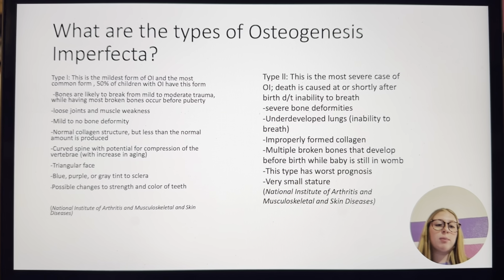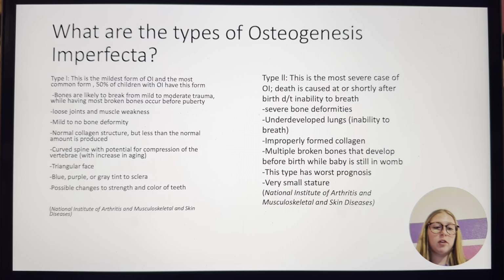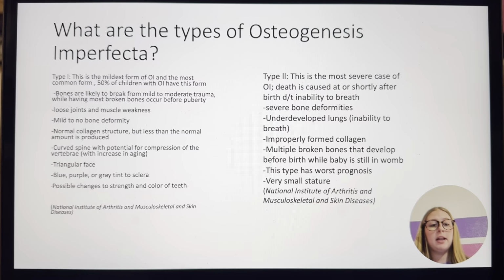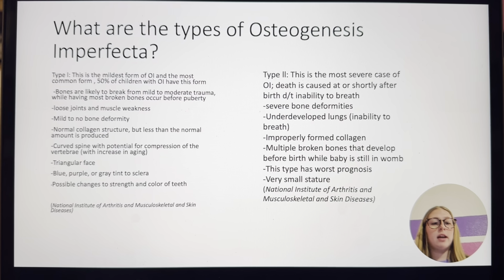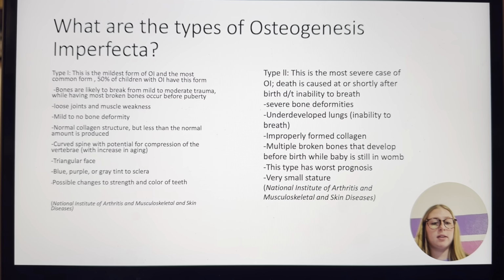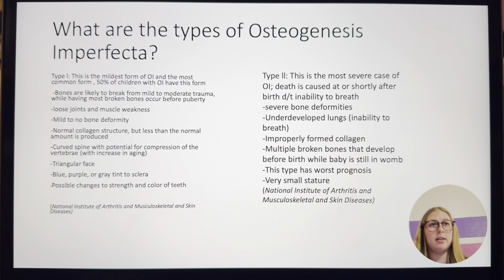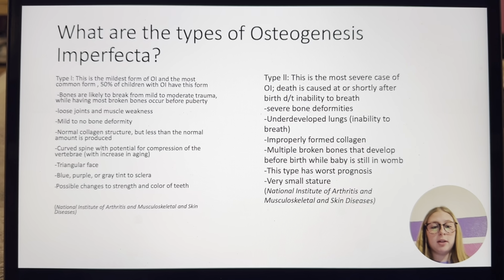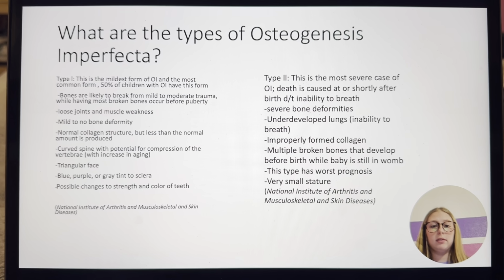And then curved spine with potential for compression of the vertebrae. That can increase the risk of fractures in the vertebrae. They have triangular face and blue, purple, or gray tint to the sclera, and possible changes to strength and color of the teeth. Again, teeth have a ton of collagen in them, so this is definitely affected deeply.